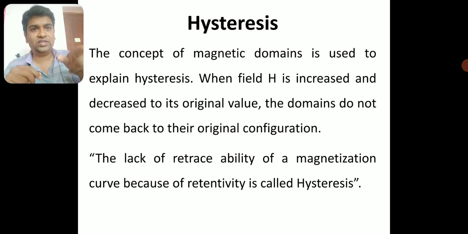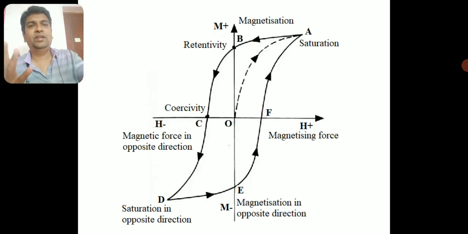Because of this property called retentivity, it is called hysteresis. So ferromagnetic materials have a special kind of property which is called retentivity. Because of this retentivity, they will not retrace the magnetization path exactly. Therefore, there is a lack of retraceability of the magnetization curve because of the special property called retentivity, and this whole process is called hysteresis. We'll see this curve here and understand things better.